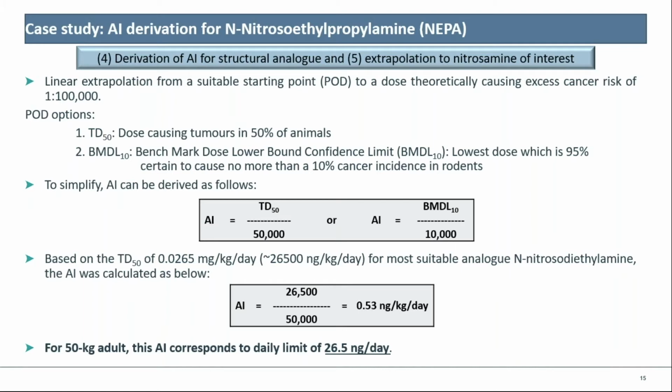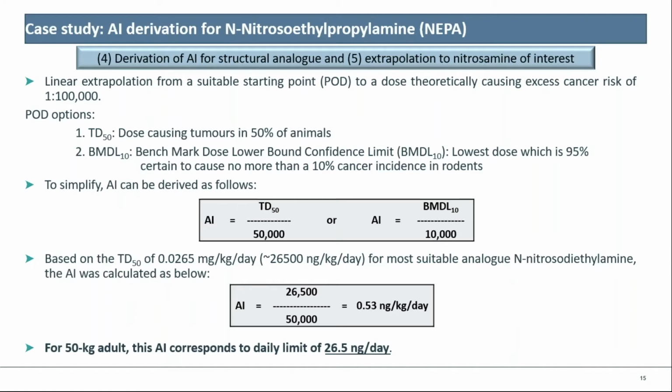In the case of this compound, TD50 was 0.0265 mg per kg. When divided by 50,000, you have a value of 0.53 nanogram per kg per day, which for an adult of 50 kg standard weight corresponds to an acceptable intake of 26.5 nanogram per day.